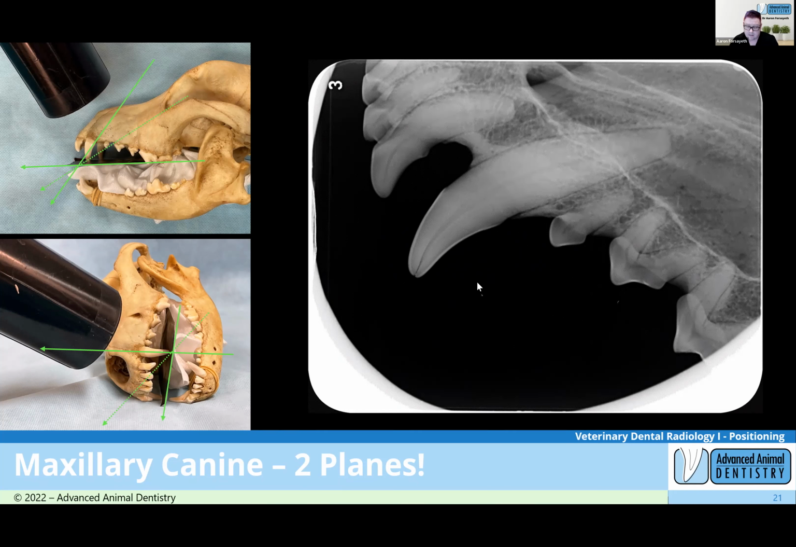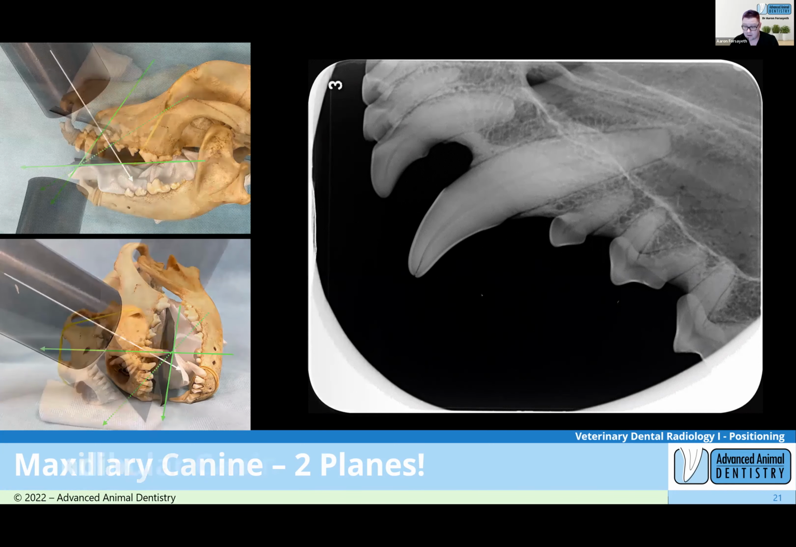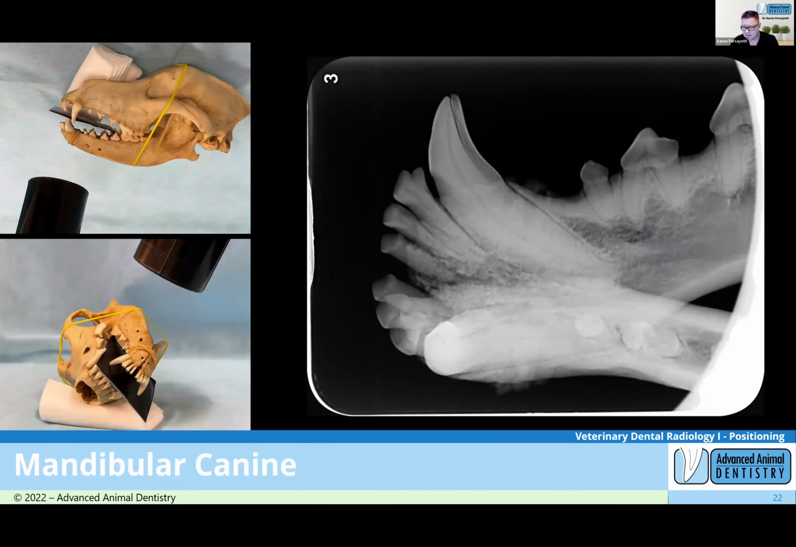So, maxillary canines, you can certainly make them look pretty nice. Now, yes, we specifically set out to take all these images last week, and we took a bit longer than normal, but not a lot. Again, we've practiced at it. This is a manual skill as well, so you just have to practice.